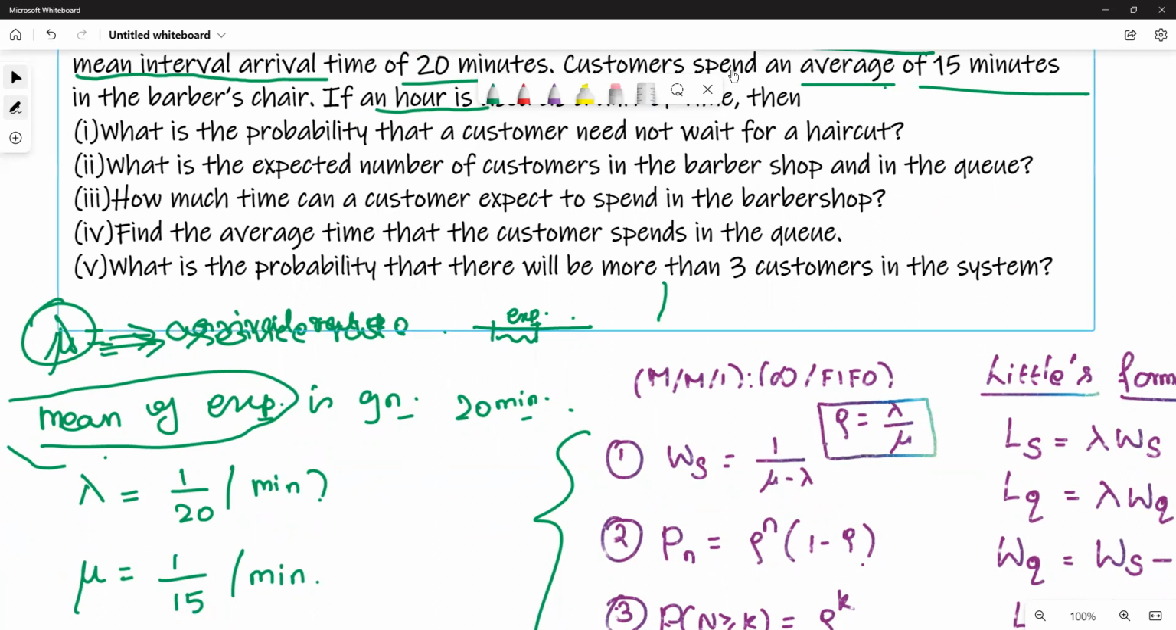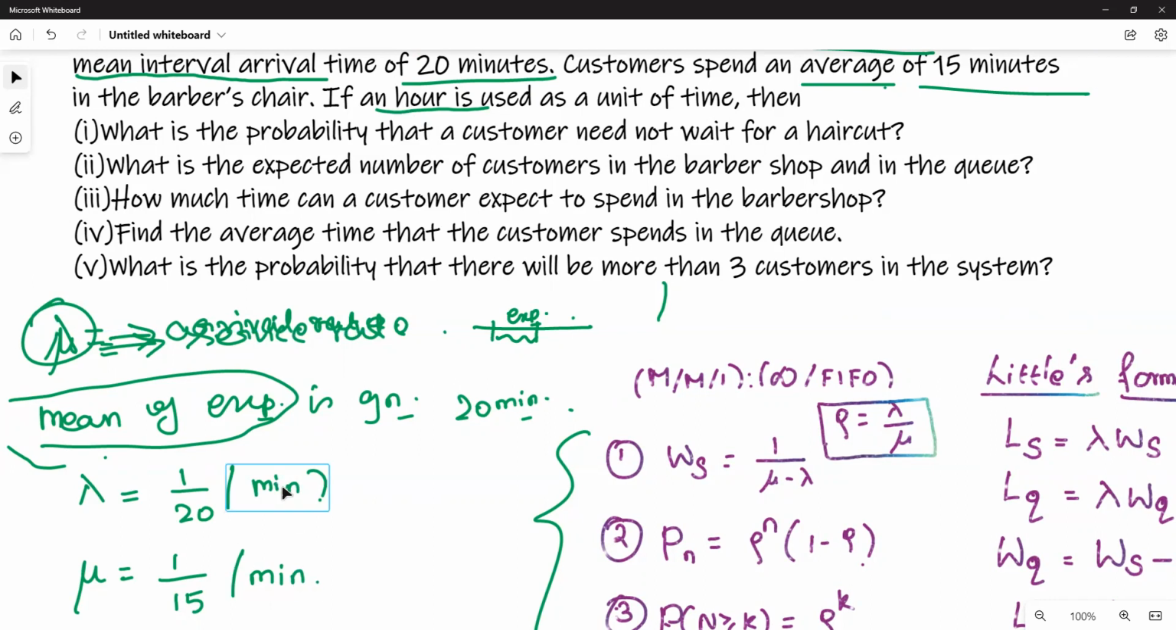Okay. So what else is given in the question? If an hour is used as the unit of time, then for all the answers being asked, we have to give the answer in terms of hours. Unit time we have to take in terms of the hour, even though they have given all the parameters lambda and mu in terms of minutes. The answer we have to provide in terms of hours. We know the minute to hour conversion; we'll divide by 60 at last.